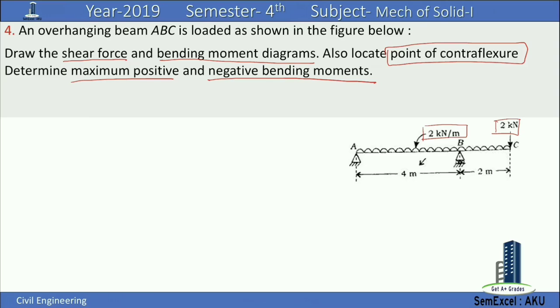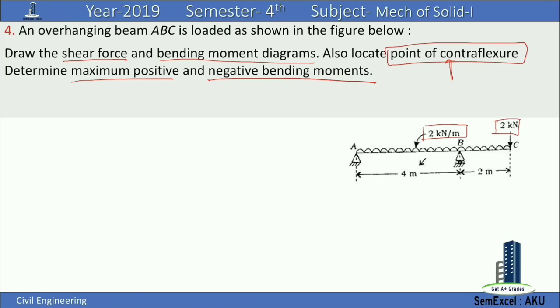First of all, what is the point of contraflexure? The point of contraflexure is the point where the sign of bending moment changes. This change can be either positive to negative or negative to positive. If the sign of bending moment changes, that means the curvature at that point of the beam changes. So we will calculate the point where the bending moment changes its sign, and that will be the point of contraflexure.